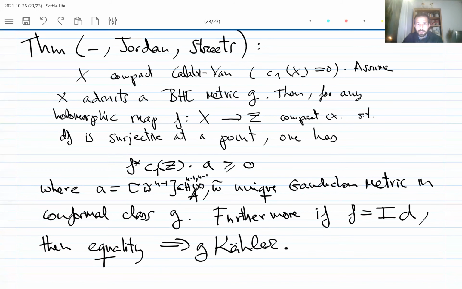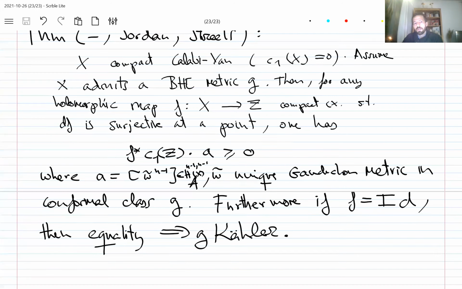So we have a compact Calabi-Yau vanishing first Chern class. If we assume that we have a Bismut-Hamilton-Einstein generalized metric, then for any holomorphic map to a compact manifold for which df is surjective at a point, one has this inequality, where the first Chern class is regarded in Bott-Chern cohomology, and A is the cohomology class of the unique Gauduchon metric in the conformal class.